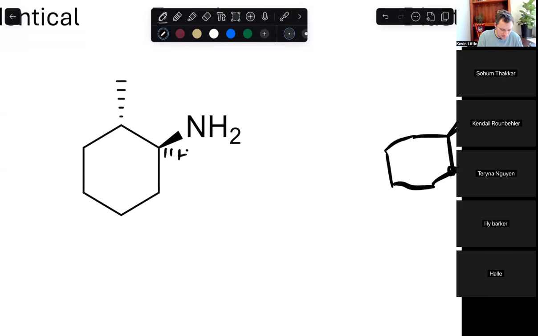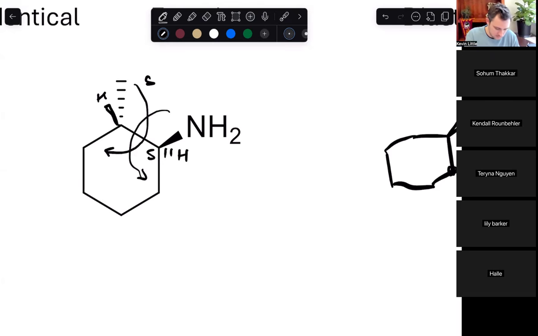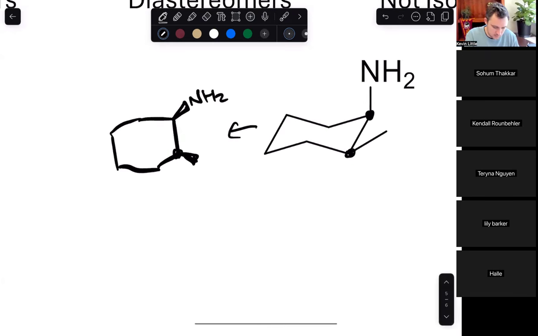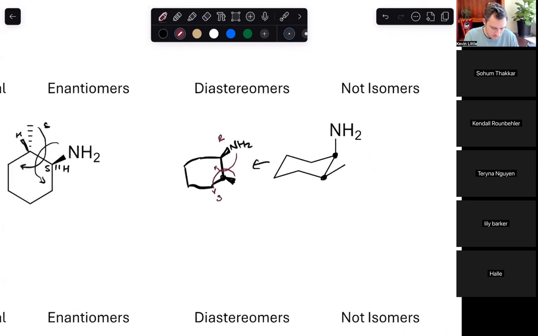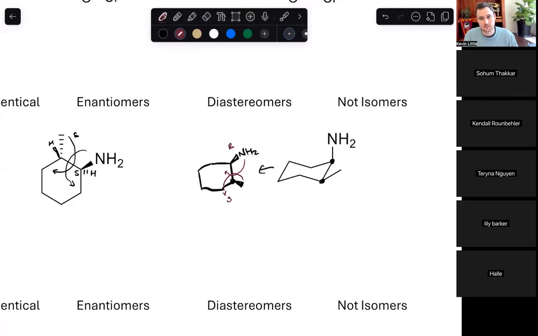Actually, I'll see how fast I can speed run wedge dash. 1, 2, 3, that's S. 1, 2, 3, that's R turned to S. So it's SS. Or this would be 1, 2, 3. That would be R. This would be 1, 2, 3. That would be S. So I have SS and RS, right? I can very quickly find the stereocenter because the hydrogens are all on wedges and dashes. Pretty easy. Or you can redraw this molecule to align with that molecule.